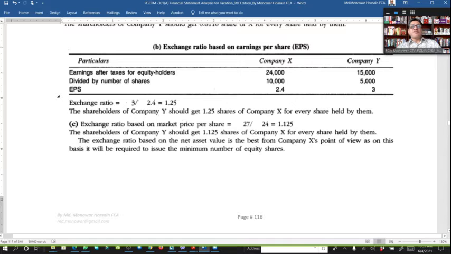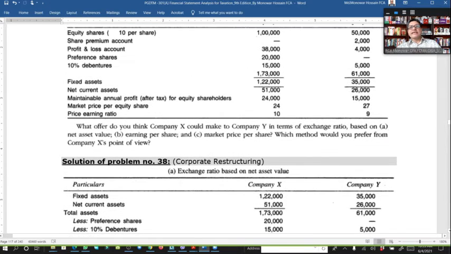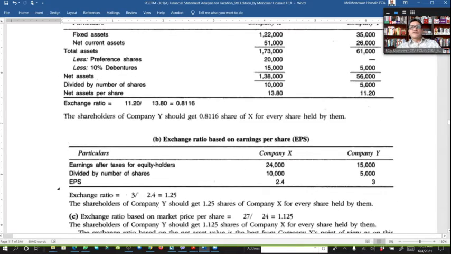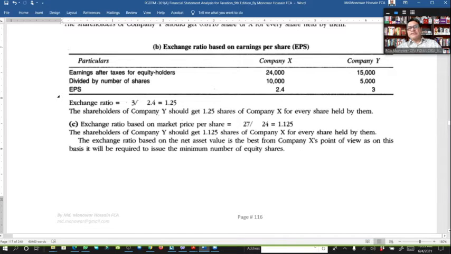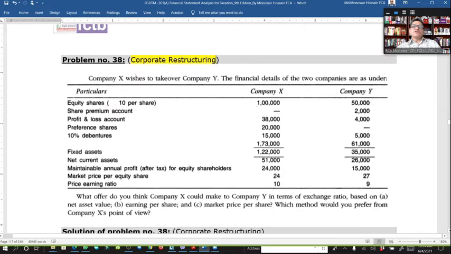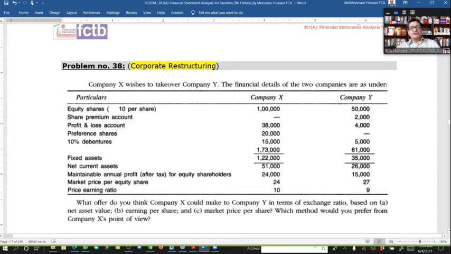So this is the exchange ratio. Another one, exchange ratio based on market price per share. Here it says market price per share 24 and 27. Look here, 27, the market price of company Y, divided by the market price of X, 24, gives 1.125. So in this case, the shareholder of company Y should get 1.125 shares of company X for every share held by them as per the market price per share. So here we have seen three calculations of exchange ratio between one company and another.